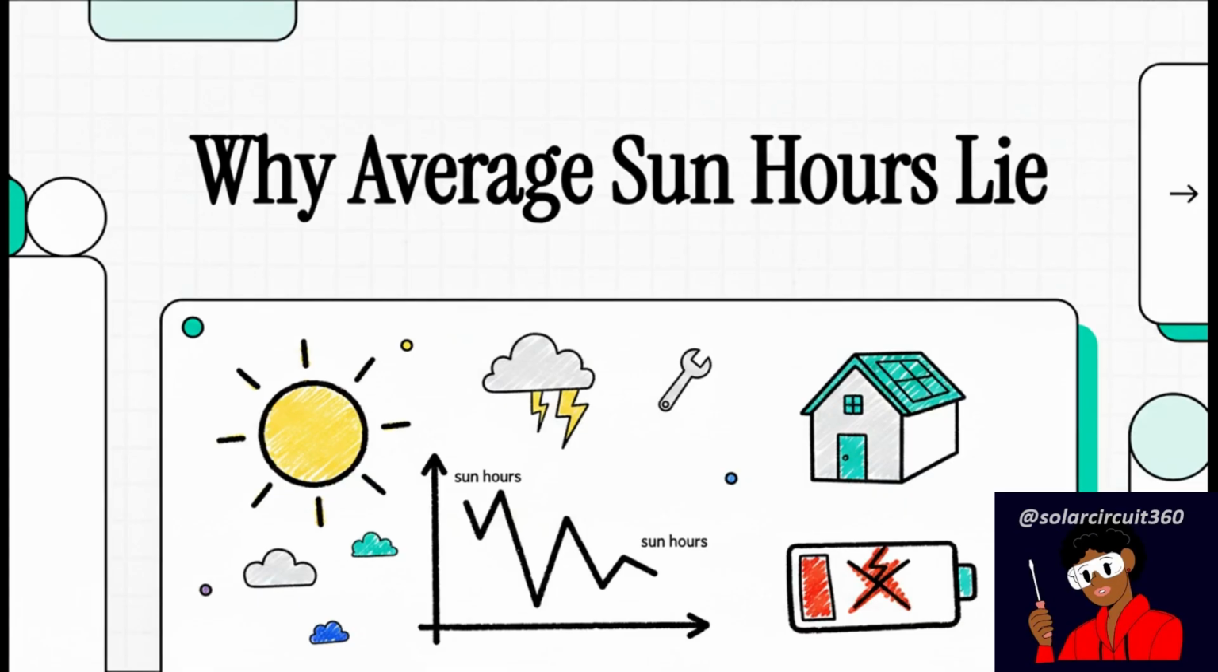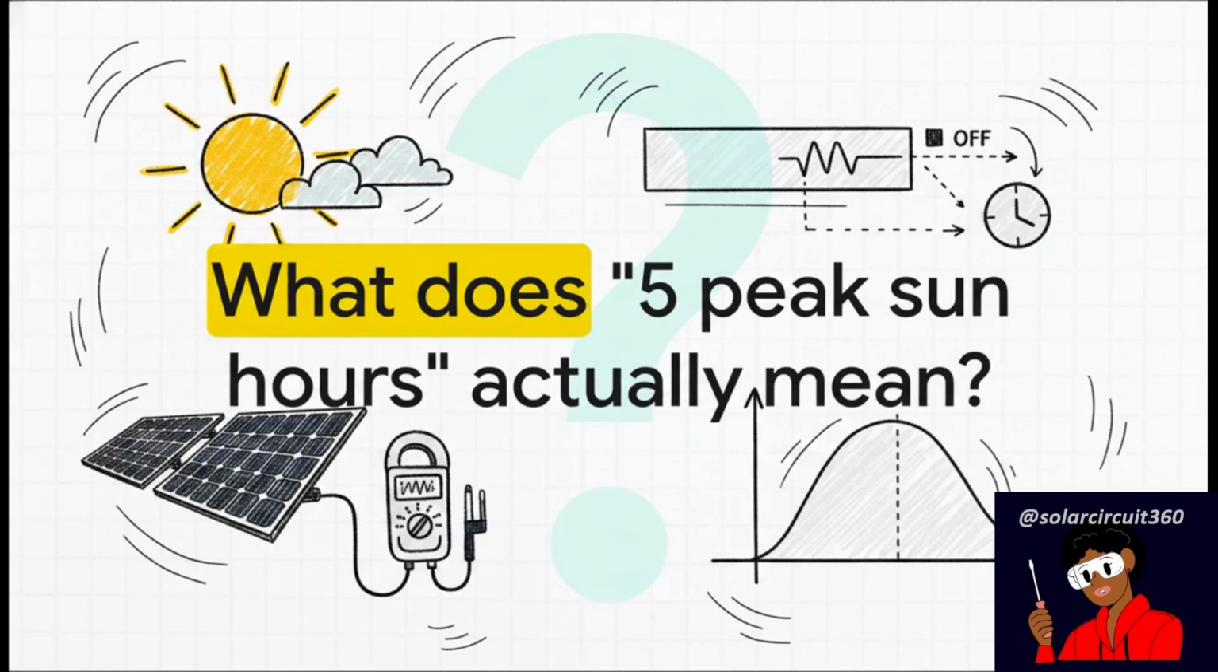Let's get into it. So, what does 5 peak sun hours actually mean? We hear this standard marketing phrase all the time, right? Oh, your location gets 5 peak sun hours a day. But what does that actually look like if you walk outside with a live clamp meter and hook it up to a real working array? Does the sun just click on at 100% maximum power for 5 straight hours, and then boom, just shut off?